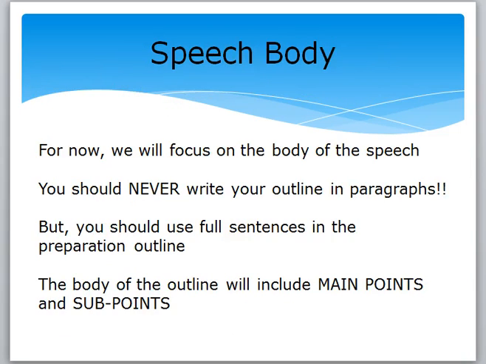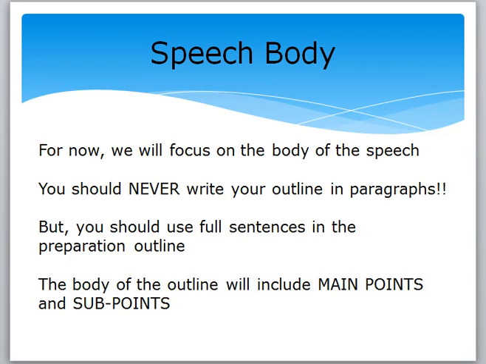So let's focus on the speech body. First, you should never write your outline in paragraphs. You want to use outlining format. Whether you use Roman numerals and numbers and letters is not really what's important. You should use fairly full sentences in a preparation outline.